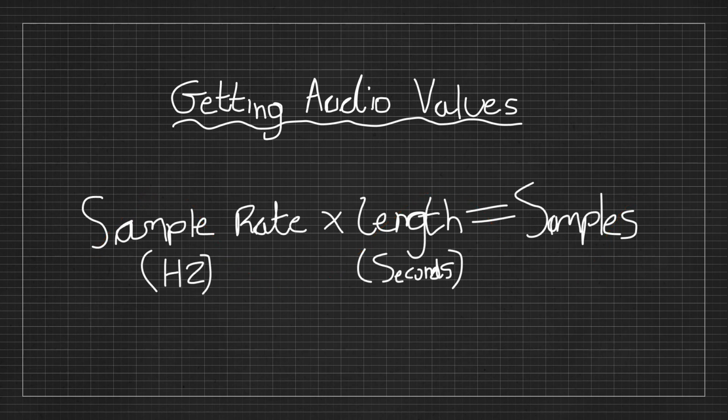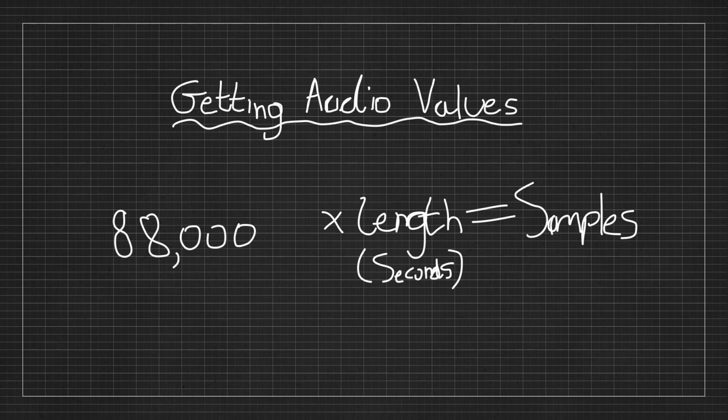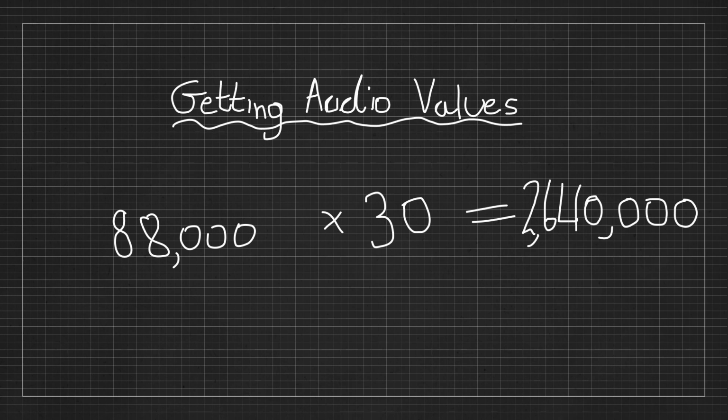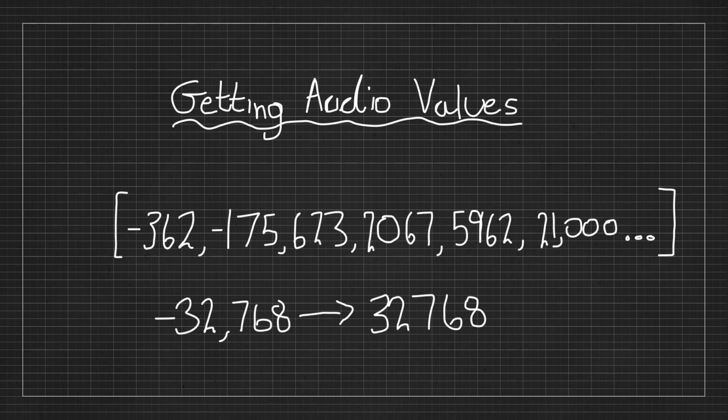So if you want to know the total amount of samples we're going to have for this project, we do the sample rate multiplied by how long the audio is. So say we want a 30-second long piece of audio, we do 88,000 times 30, and then that gives us this huge number. So now we'll have a list of values from minus 32,768 to 32,768, and we'll have a list that is that long.